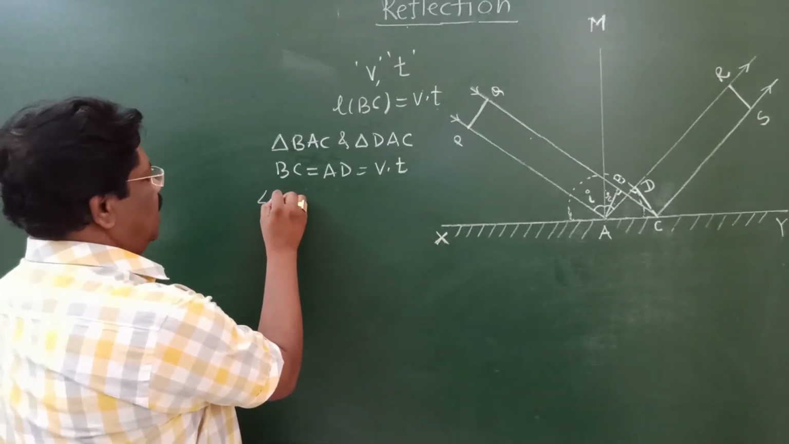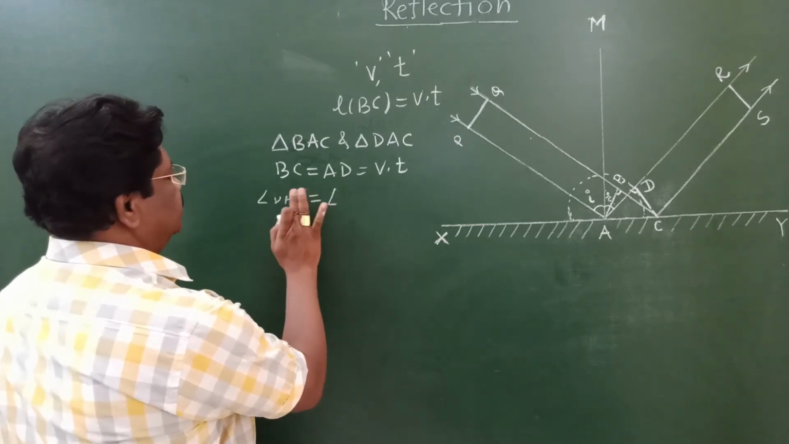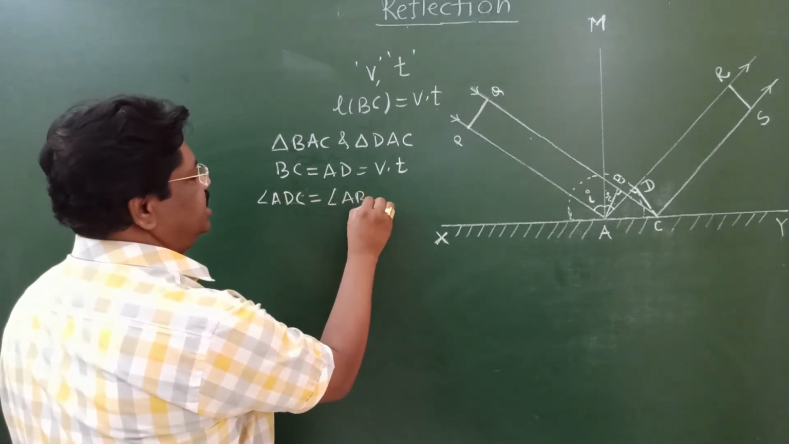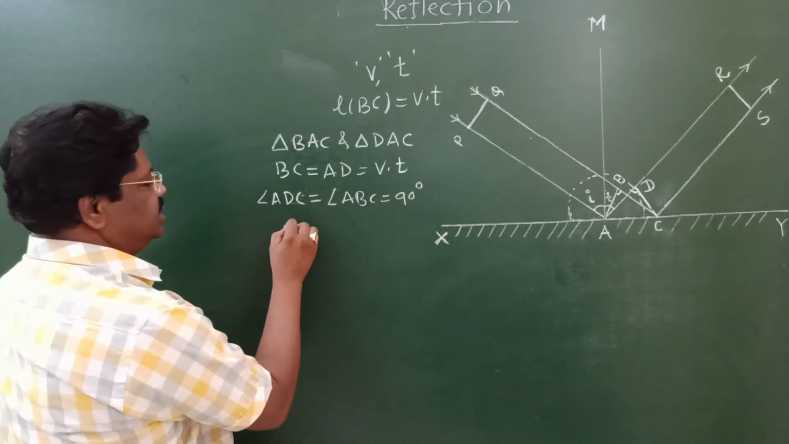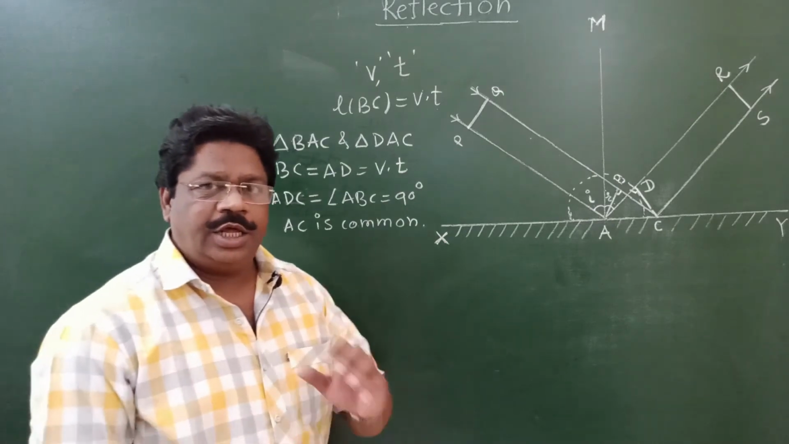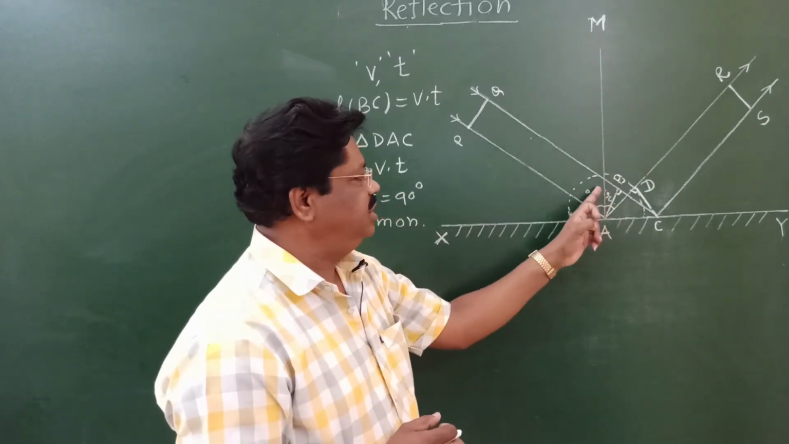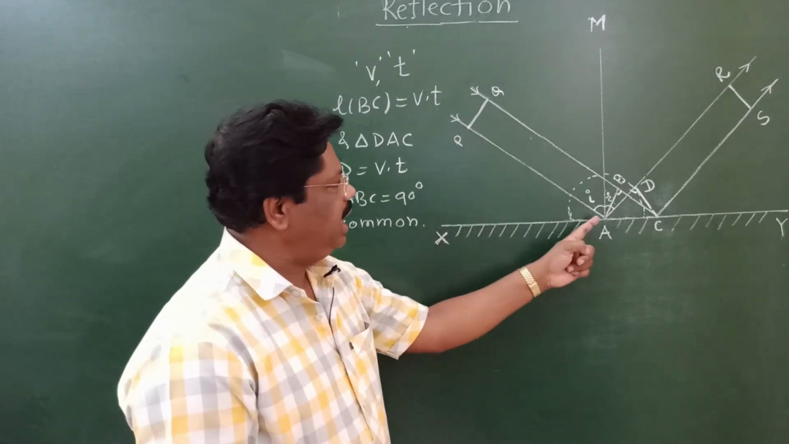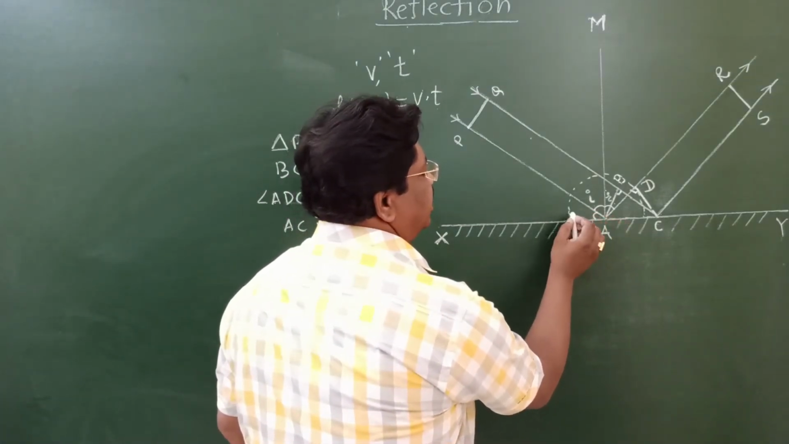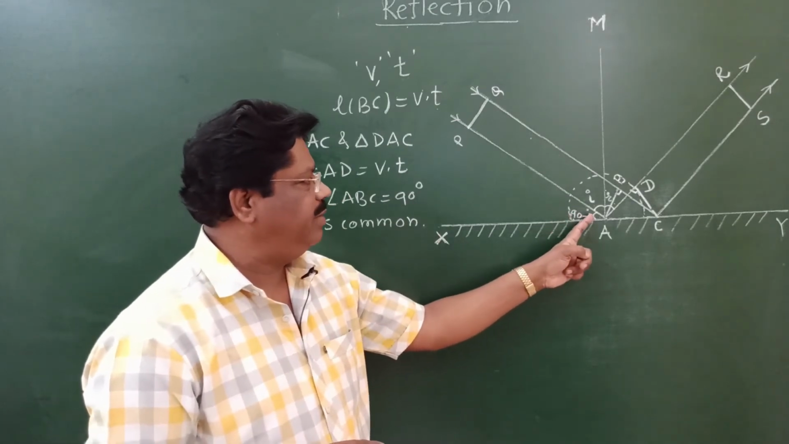Angle DAC is equal to angle ADC is equal to angle ABC is equal to 90 degrees, and side AC is common. Therefore, if we consider the angle PAM, this is an angle of 90 degrees. As angle PAX is the angle of incidence I, this angle is 90 minus I. Angle PAX is equal to 90 minus I.